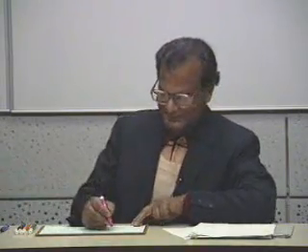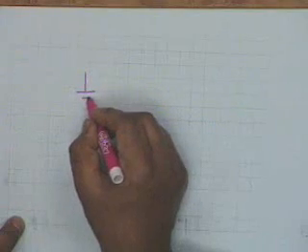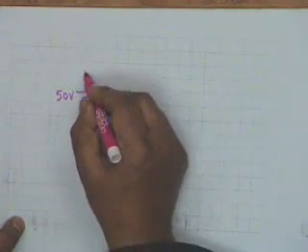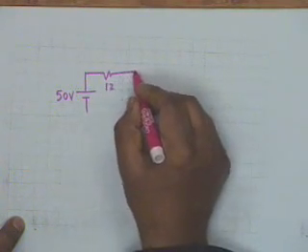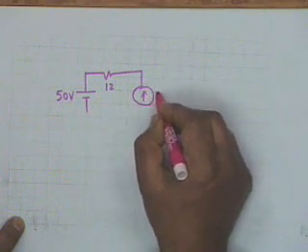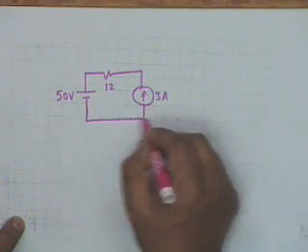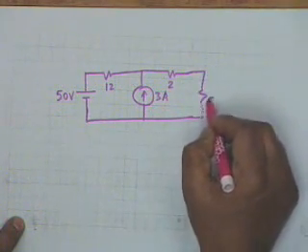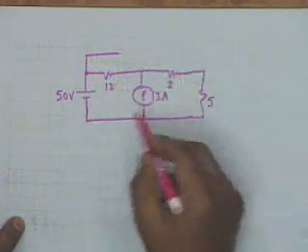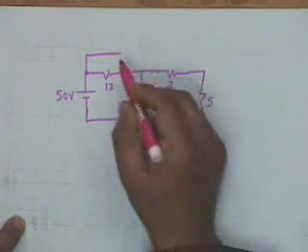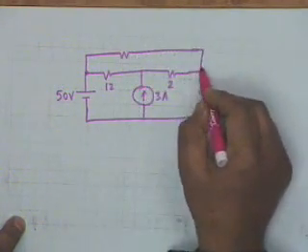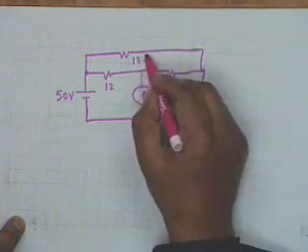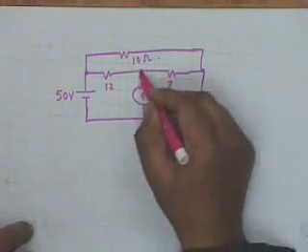The figure has become a bit complicated, so let us draw a fresh figure and look at this circuit again. What I have is 50 volt, then 12 ohms, 3 amperes, 2 ohms, 5 ohms. I am not writing ohms, it being understood that the values are in ohms, and 10 ohms. Okay.